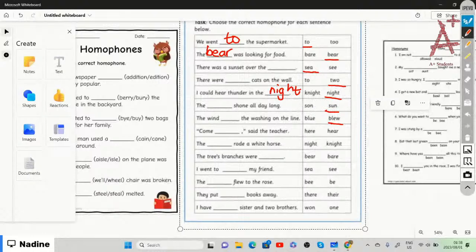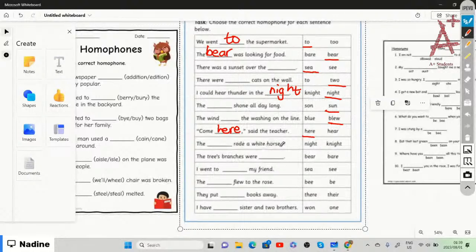Come here, said the teacher. Is it here as in H-E-R-E or hear as in H-E-A-R? So we will choose the first one, which is here, because the other one has to do with hearing, sound.